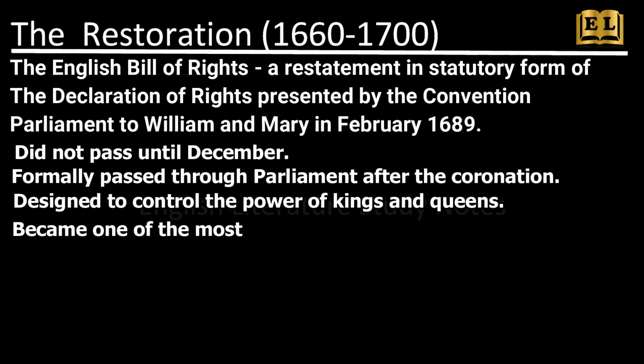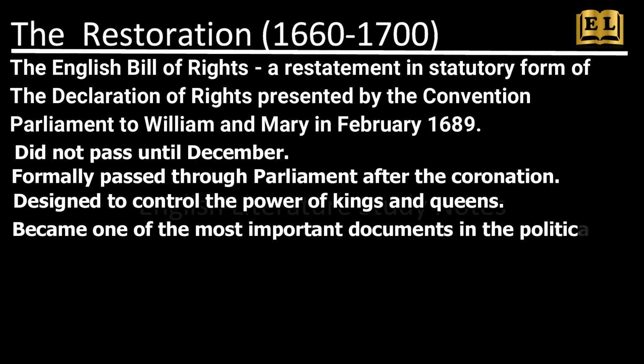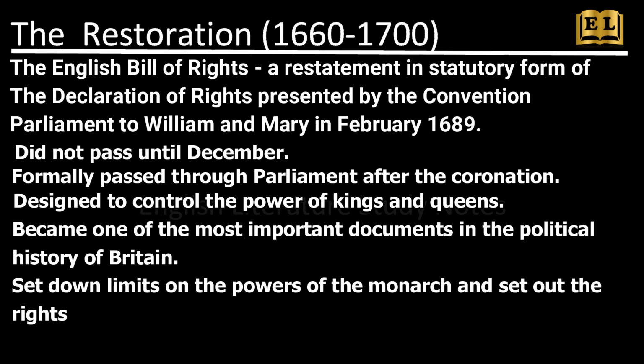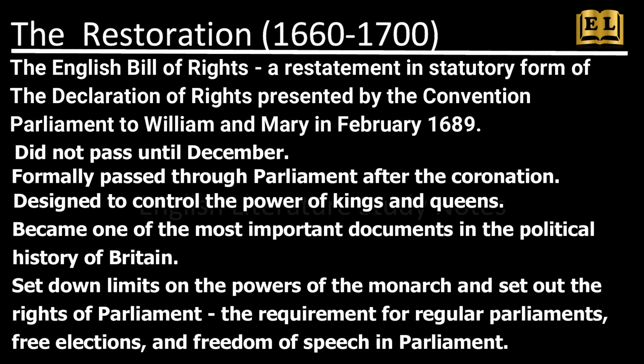The Bill of Rights became one of the most important documents in the political history of Britain. It set down limits on the powers of the monarch and set out the rights of Parliament, including the requirement for regular parliaments, re-elections, and freedom of speech in Parliament.